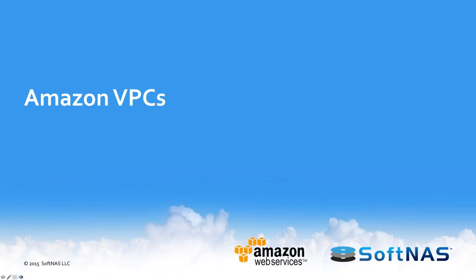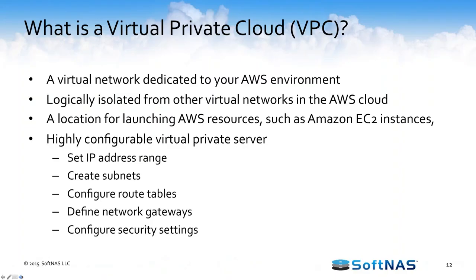So let's get into the meat of the issue today and talk about VPCs, or virtual private clouds. What exactly is a VPC is the first question people sometimes ask. It's a virtual network that's dedicated to your environment, logically isolated from other virtual networks in the cloud. Think of it as your own private data center or your own private network within your AWS account.